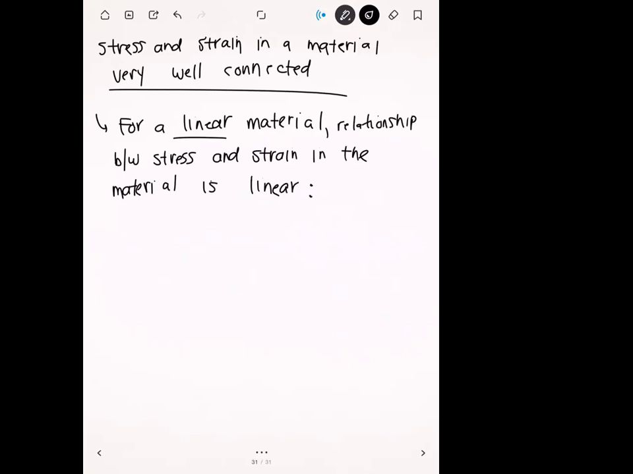Okay, and so what we can say is that the stress sigma is equal to E times epsilon. Or in other words, the stress and strain are linearly related. And the coefficient of linearity is given by E, which is the Young's modulus.